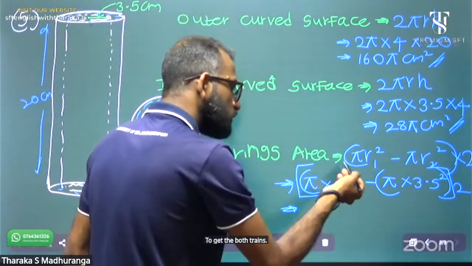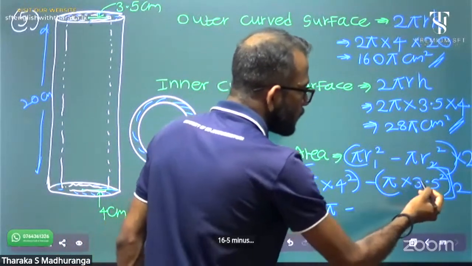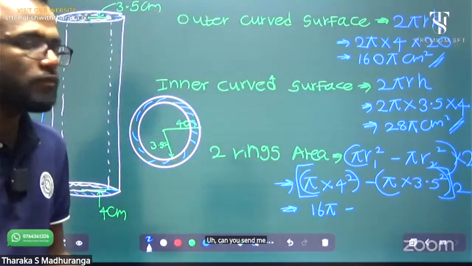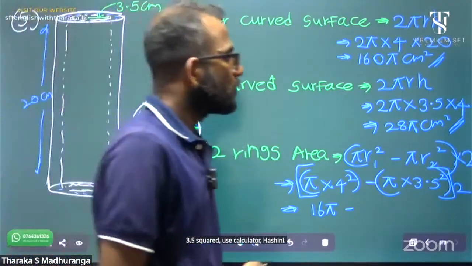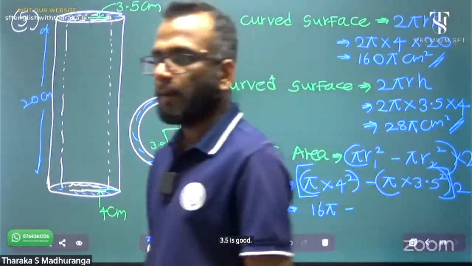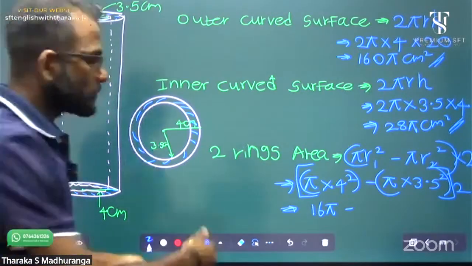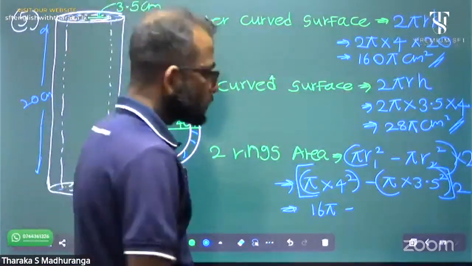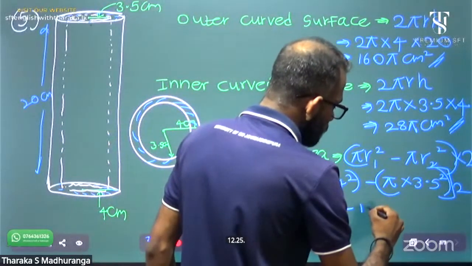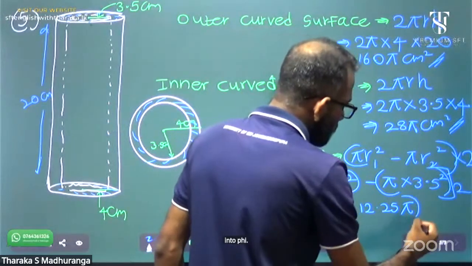Then here 4 squared is 16π. 16π minus 3.5 squared. Use the calculator: 3.5 squared is 12.25. 12.25 into π, multiplied by 2.